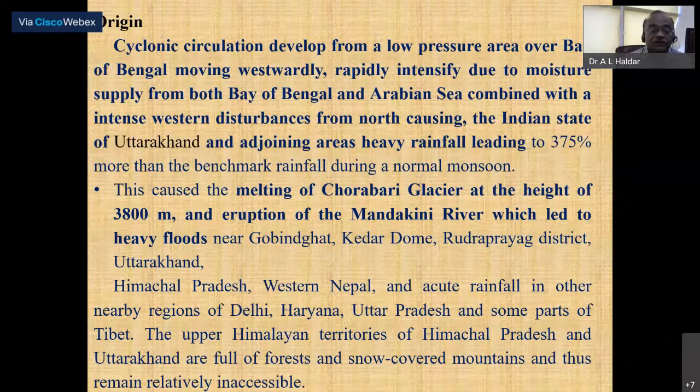But the Chamoli glacier, at a height of 3,800 meters, burst and caused the flood. Not only Uttarakhand but also Himachal Pradesh and parts of Nepal were affected by the cyclonic circulation, which caused flash floods in this region.